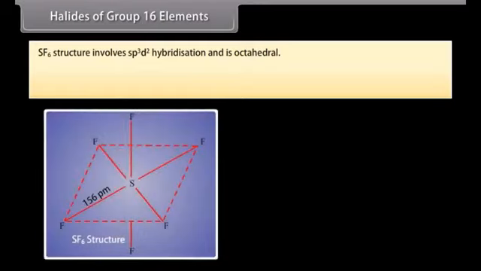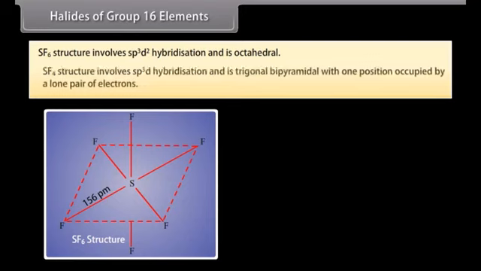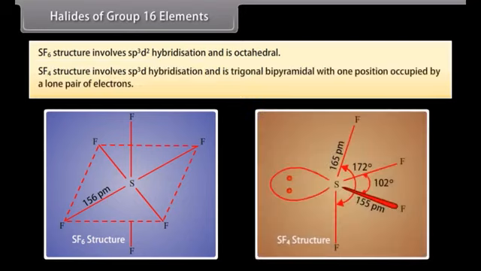SF6 structure involves sp3d2 hybridization and is octahedral. SF4 structure involves sp3d hybridization and is trigonal bipyramidal with one position occupied by a lone pair of electrons.